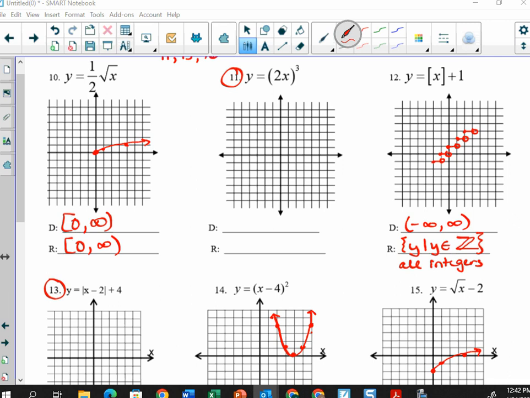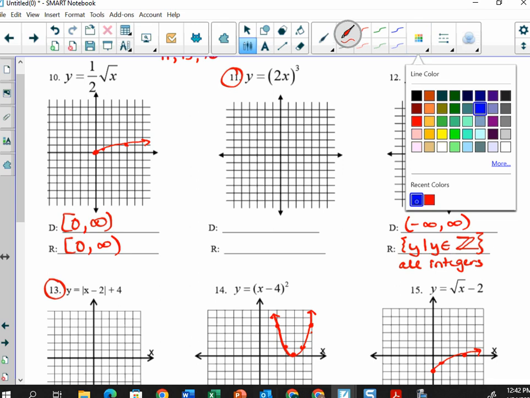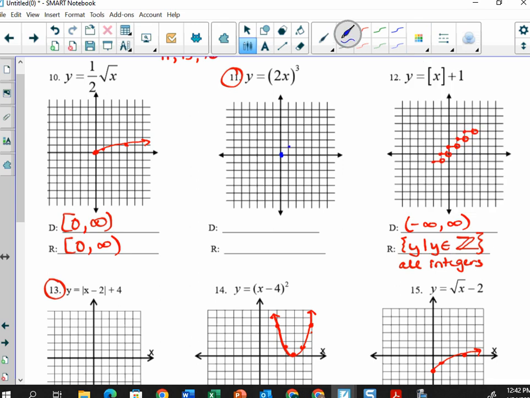So everybody look at number 11. All right, so we've got y equals 2x cubed. Do you guys see how the 2 is inside with the x? I'm going to put the parent graph dots. There's multiple ways you can do this, but I just want to show you what's happening. When it's inside with the x, that's a horizontal stretch or compression. What am I multiplying the x values by?